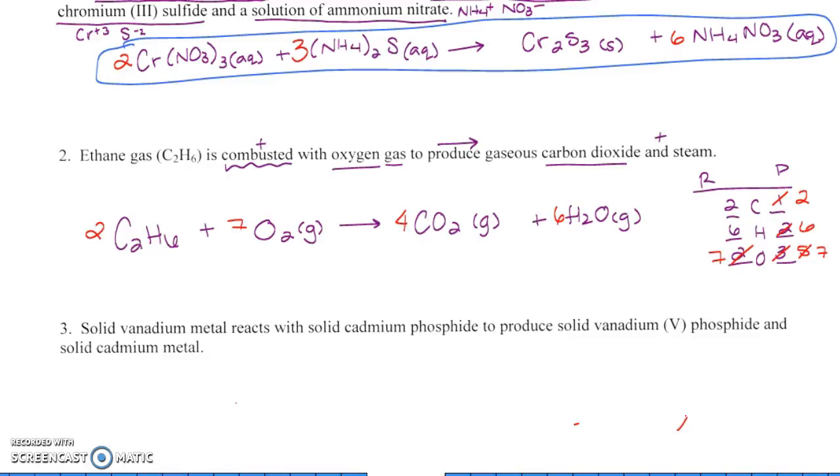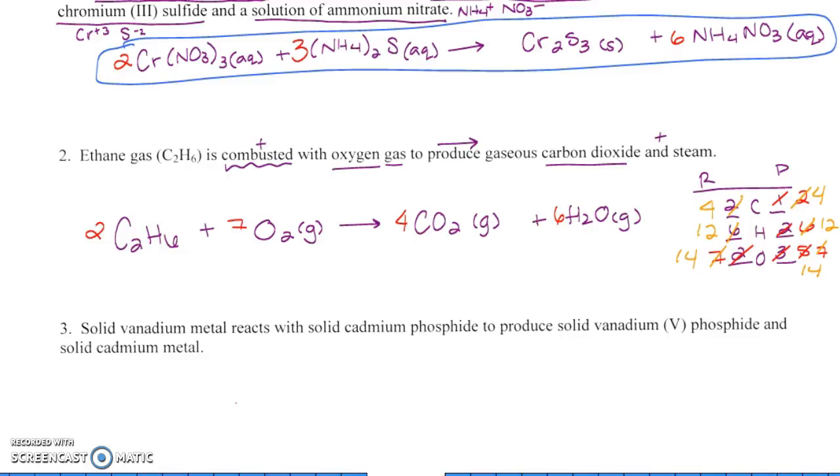Let's check and make sure that everything's good. I'm going to use a different color this time. So now we've got 4 carbon, we have 12 hydrogen, and we have 14 oxygen. And on the other side, 4 carbon, 8 oxygen, plus 6 oxygen is 14. And 6 times 2 is 12. Everything is, in fact, balanced.